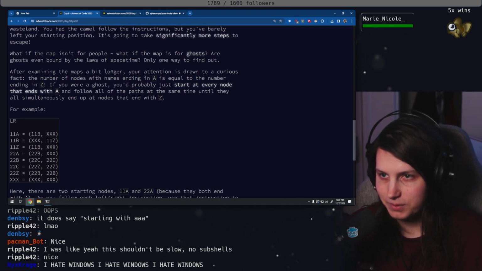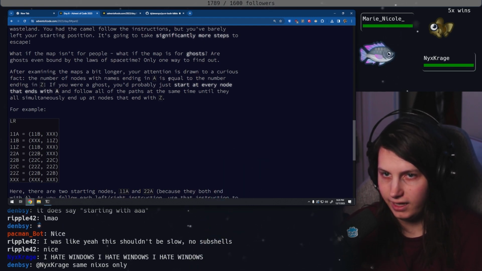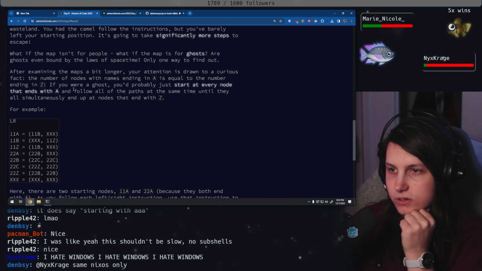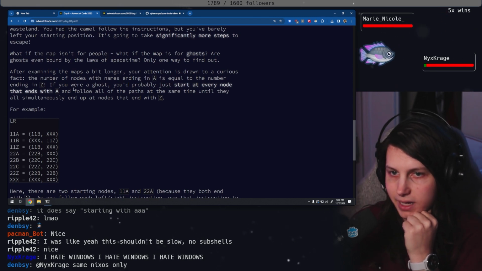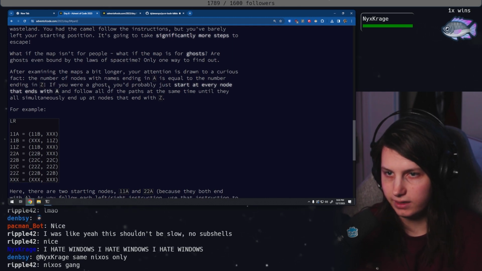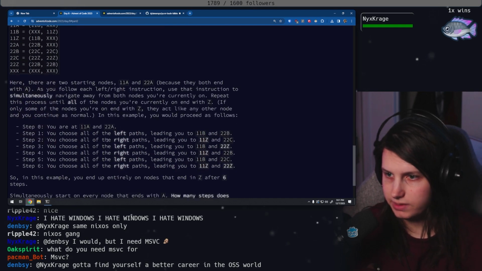After examining the maps for a bit longer, your attention is drawn to a curious fact. The number of nodes with names ending in A is equal to the number of nodes ending in Z. If you were a ghost, you'd probably just start at every node that ends with A and follow all of the paths at the same time until they all simultaneously end up at nodes that end with Z. Oh no. So I can be in 2 places at once.